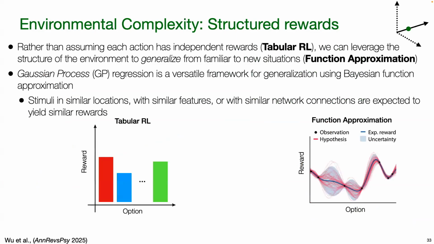So first of all, in many types of environments, rather than assuming that each action has independent rewards, that the rewards of planting wheat are completely independent from planting potatoes, typically we have some structure in the environment that we can leverage in order to generalize from some familiar set of situations we've experienced to a large range of new situations, okay? And so this forms a distinction between two different approaches to RL. One we can call tabular methods. This represents tasks where the options are completely independent.